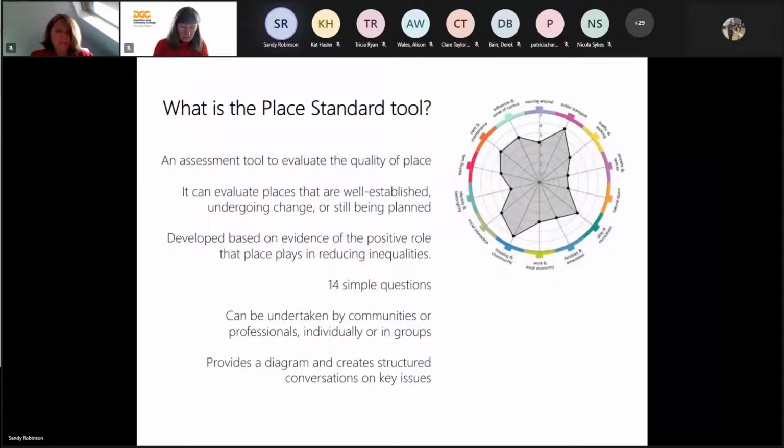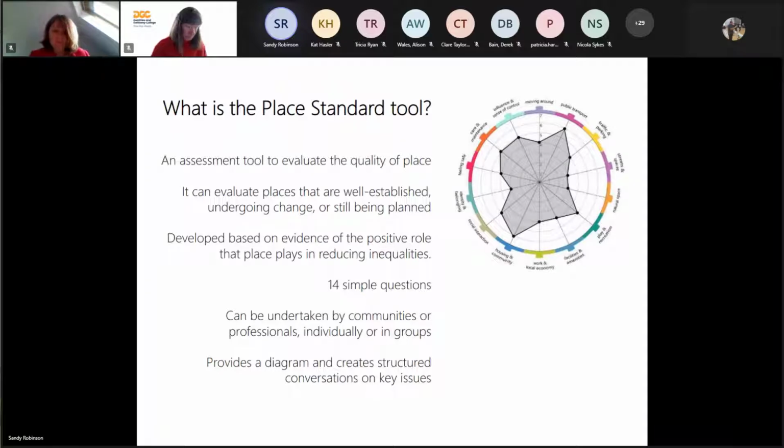So finally, what is the Place Standard tool? I did have a small animation which I was going to show you, which actually is not working right now, but we can probably share that after the webinar. But the Place Standard is just an assessment tool. It's been used really effectively in many areas, but what it does is it sets out to help people have conversations about the quality of environment in which they live too. It can evaluate places which are well established, which are undergoing change, or new places that are still being planned.